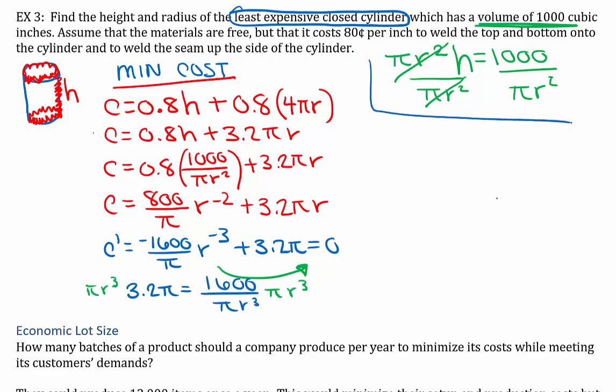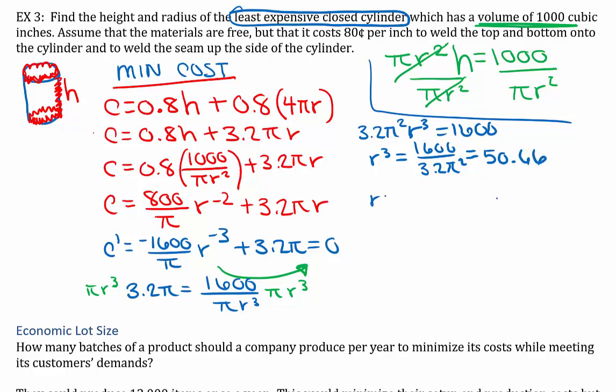I multiply both sides by pi r to the 3rd. So 3.2 pi squared r to the 3rd equals 1,600. r to the 3rd is whatever 1,600 divided by 3.2 times pi is. I put that into my calculator, and I got approximately 50.66. So r would be the cube root of that number, which is approximately 3.7.